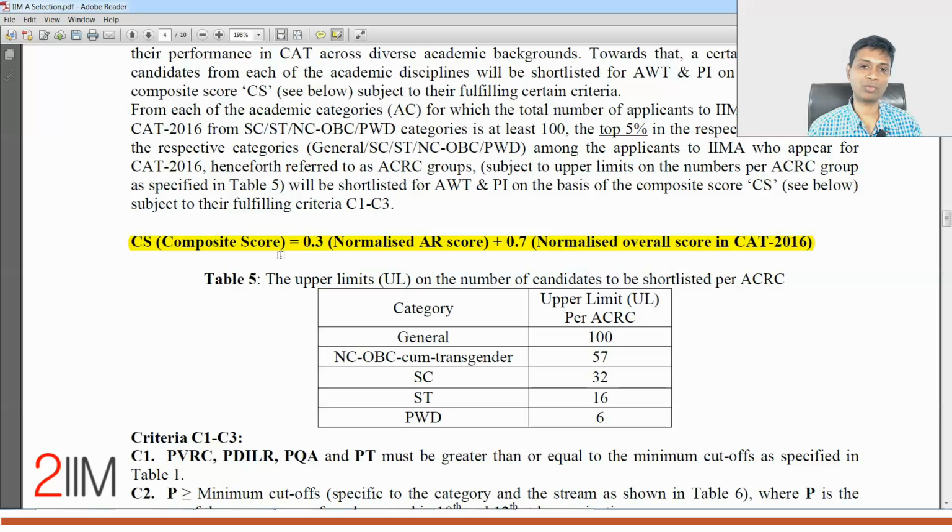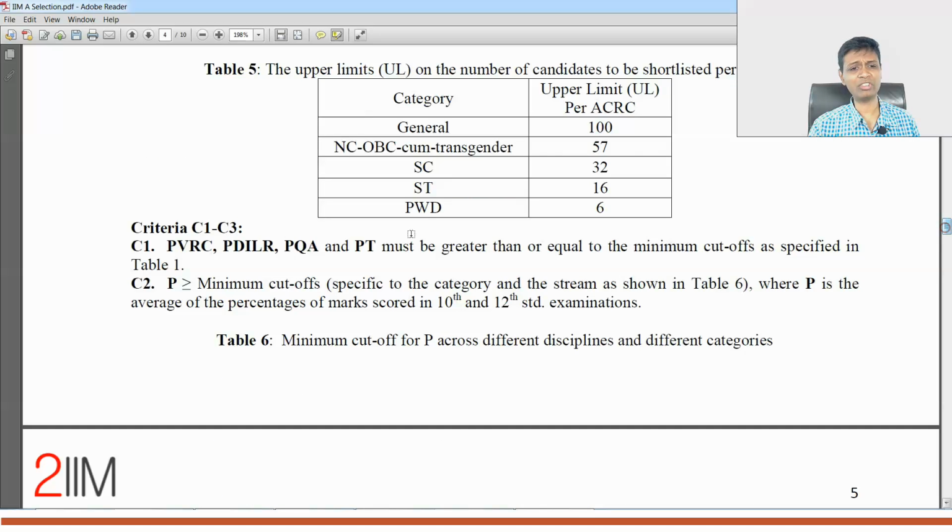And obviously top 5% by category. So this general category, SC, OBC, all of those, that also matters when they're doing their numbers. What are the criteria? They have 3 criteria. The first one is a very simple percentile criteria. In each section you should have got some percentile, 70, 70, 70 or 80, 80, 80, depending on which category you come into and all that. Have a look at that.